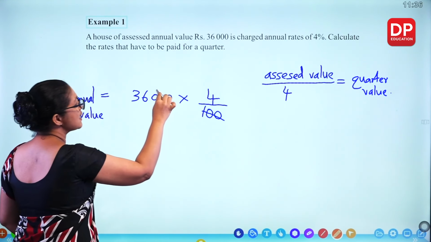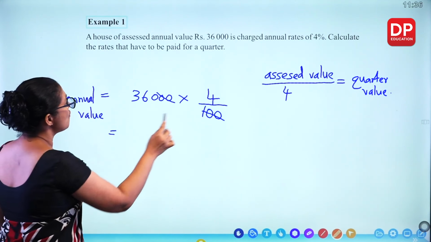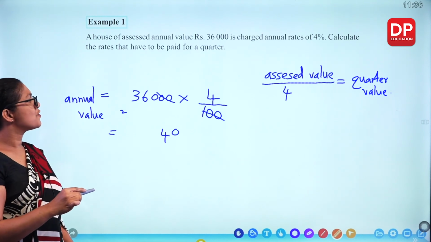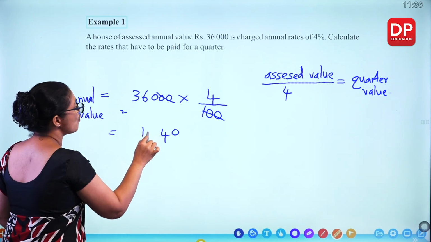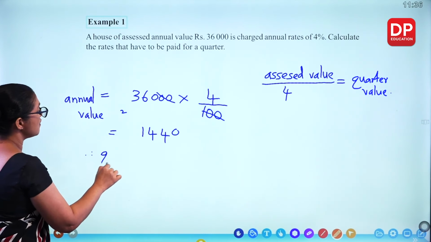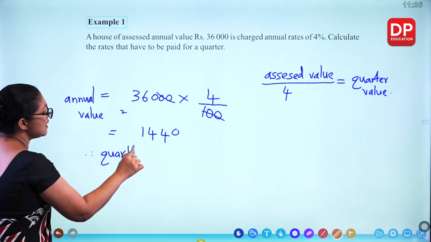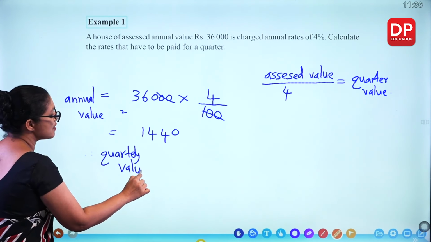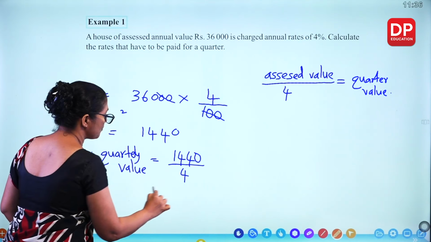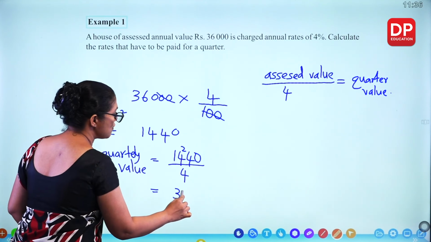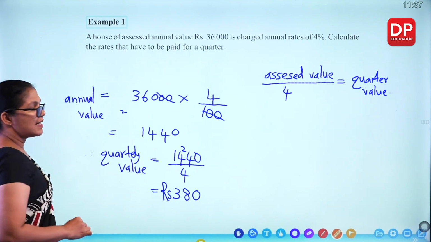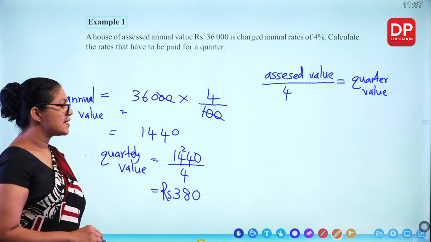So 2 zeros get cancelled out and then you get 4 times 0, 0, 4 times 6, 24, 2 remaining, 4 times 3, 12, 12 plus 2, 14, 1440 annually. So what's the quarterly value? Quarterly value is, you have to divide this by 4. 4 times 3, 12. For 24, 4 times 6. So quarterly value is 360 rupees.